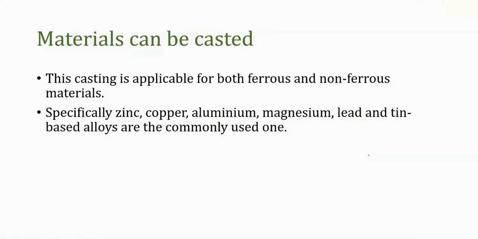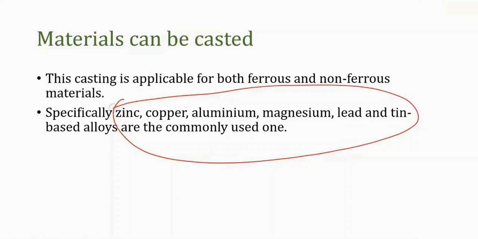So what are the materials which can be cast using this process? Mostly this process is applicable for both ferrous and non-ferrous materials, and specifically zinc, copper, aluminum, magnesium, lead, and tin based alloys are commonly used. That means from these materials you can see this is a very good process for low melting point materials.